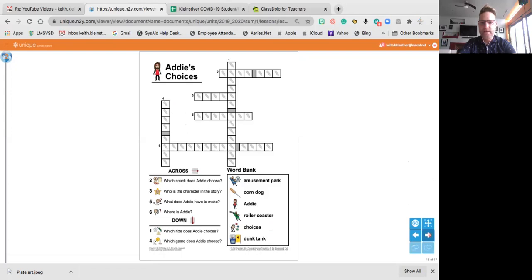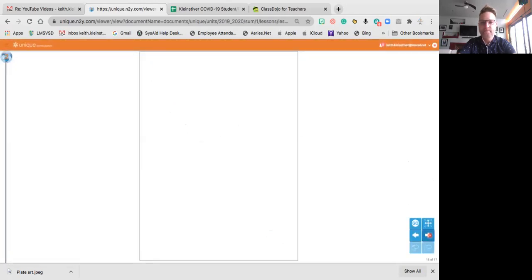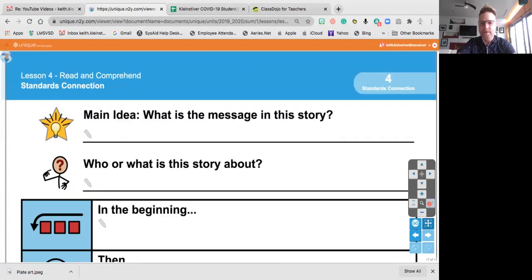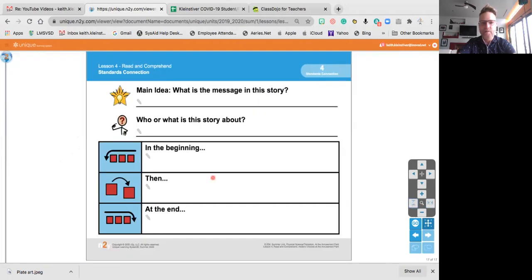Okay, this is an activity we're not doing. Okay, main idea. Let's see, I'm going to make this a little bit bigger, I think. That's too big. This is about the right size.